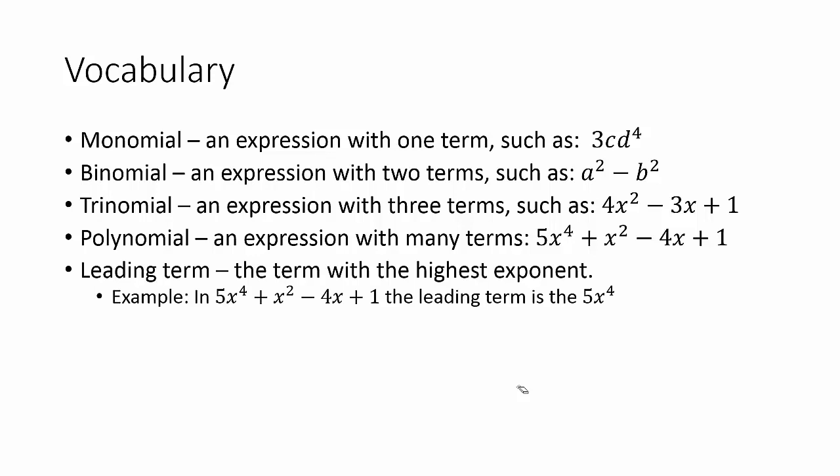Polynomials, we can also talk about coefficients and degrees, usually focusing on what's called the leading term. The term with the highest exponent is called the leading term. So in this polynomial of 5x to the fourth plus x squared minus 4x plus 1, the leading term is the part with the highest exponent, the 5x to the fourth.